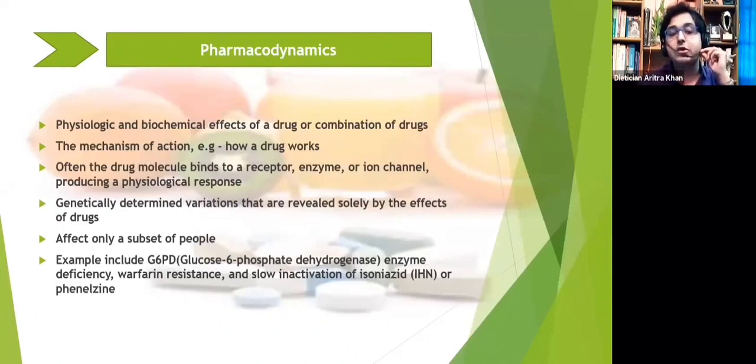Genetically determined variations that are revealed solely by the effects of a drug affect only a subset of people. Examples are G6PD, glucose 6-phosphate dehydrogenase enzyme deficiency, warfarin resistance, and the slow inactivation of isoniazid, INH, or phenytoin. So these kinds of drugs should be examples.